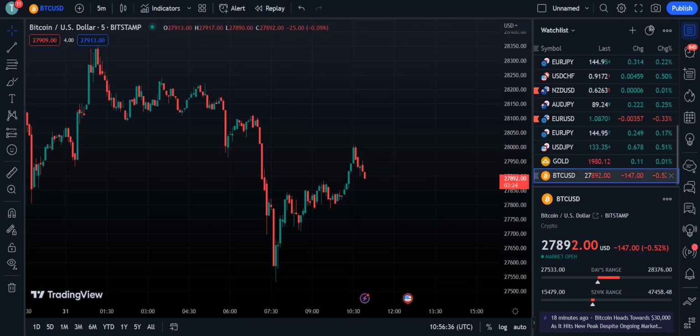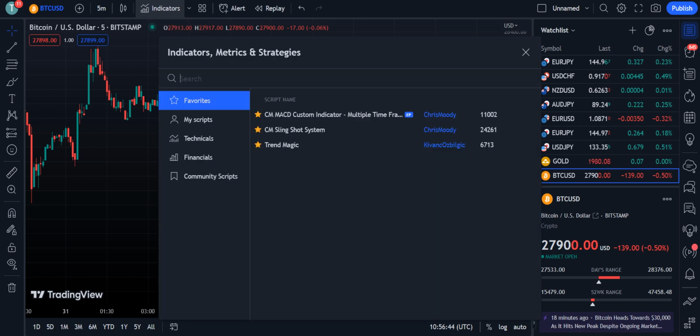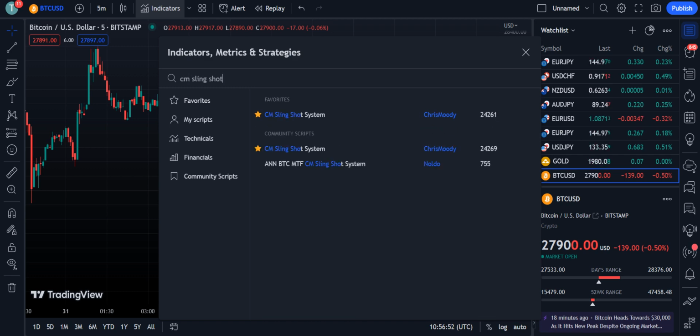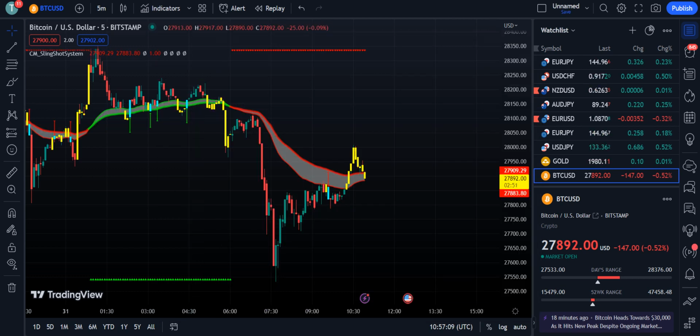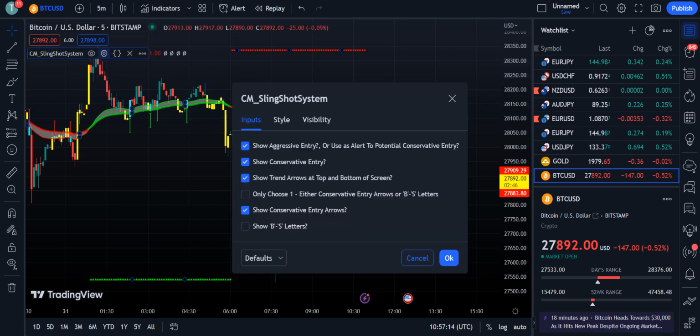Here, I have opened the Bitcoin USD in 5 minutes time frame. The first indicator that I am going to use here is the CM Sling Shot System. This is by Chris Moody. 24,261 traders are using this indicator, so you have to simply click on it. It will be applied on your chart. And now we will go into the adjustment of this indicator.